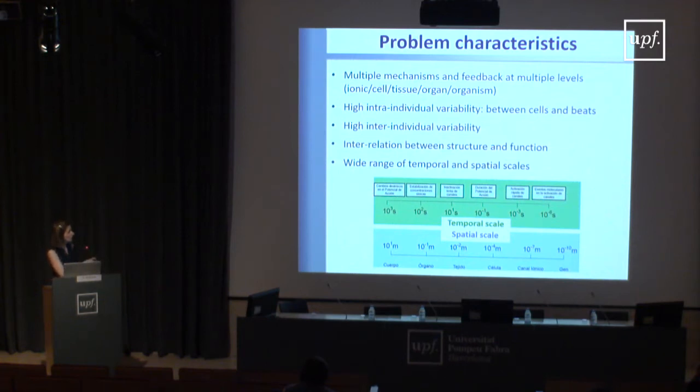Also, there is very much variability, both inter-individual variability. We all know that two different hearts from two different people behave in a different way, but also importantly, we have intra-individual variability. So if we see two different cells of the same heart, even if they are neighboring cells, they behave differently. And also there is variability in the temporal domain. So the same cell paced at the same frequency shows different responses from one beat to the next. So there is high variability that we should take into account when analyzing the electrical signal.